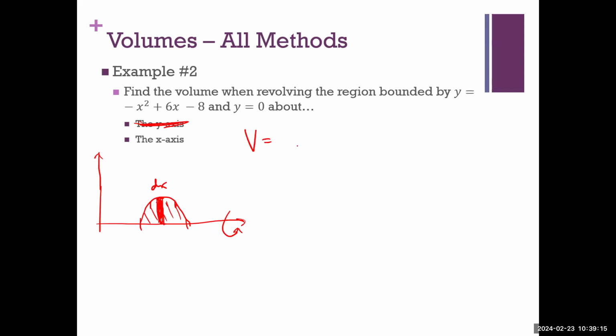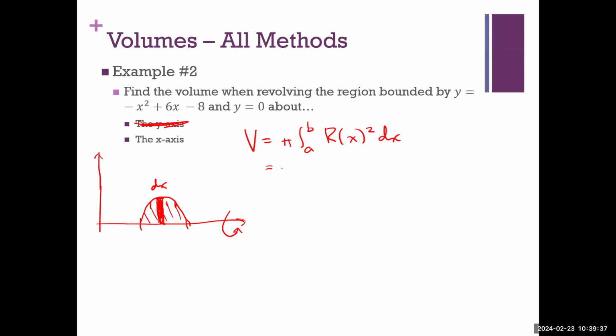This has to be a disk. Disk or washer. Really, this truly is a disk method. So because of that, I don't have an inner radius. We just do pi from A to B of whatever the outer radius is, squared, dx.